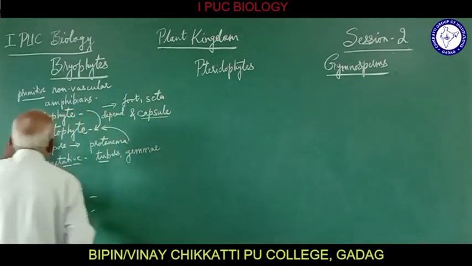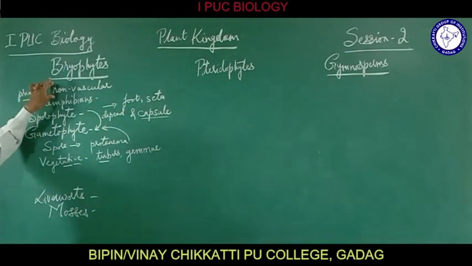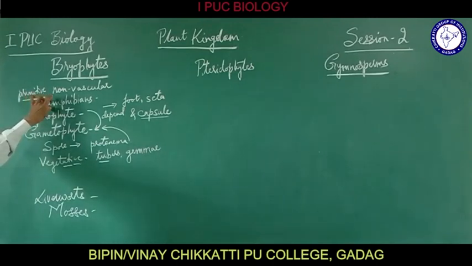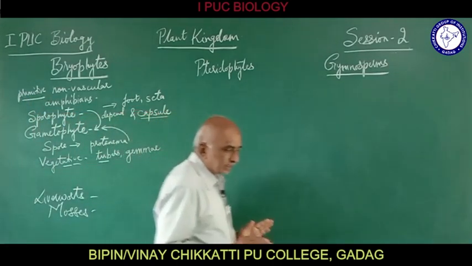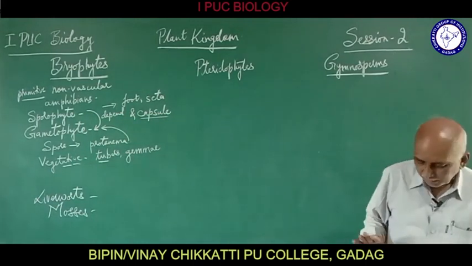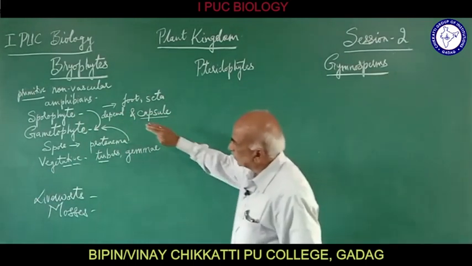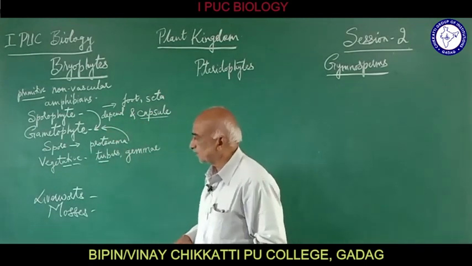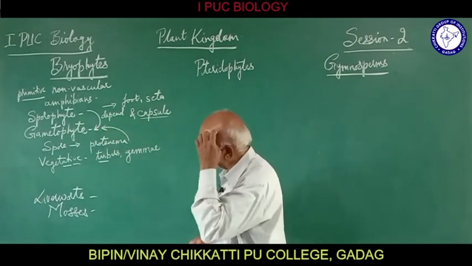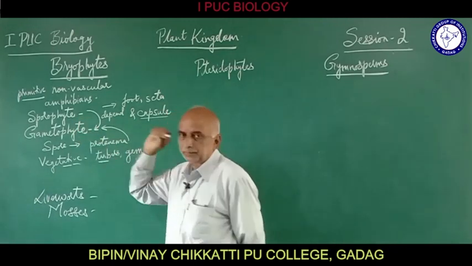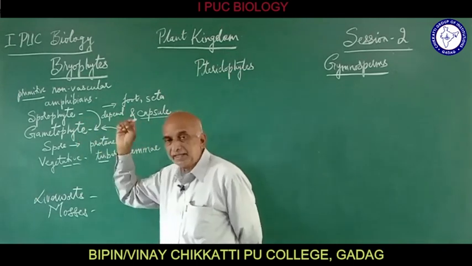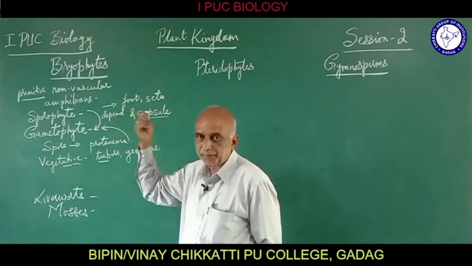So this is about the bryophytes. They are non-vascular, that is one character. They are called the amphibians of the plant kingdom because they live on land for their growth but require water for reproduction. The plant body can be differentiated into sporophyte and gametophyte. The sporophyte is the part which produces the spores, and the gametophyte is the part which produces the gametes, involving sexual reproduction. The sporophyte is dependent on the gametophyte, whereas the gametophyte is independent. It is not depending on any sporophyte.